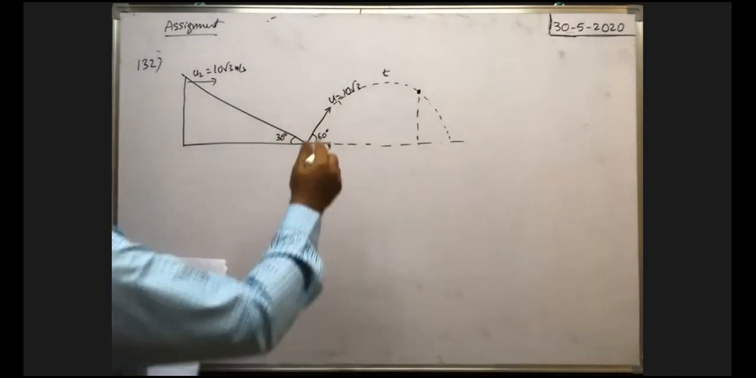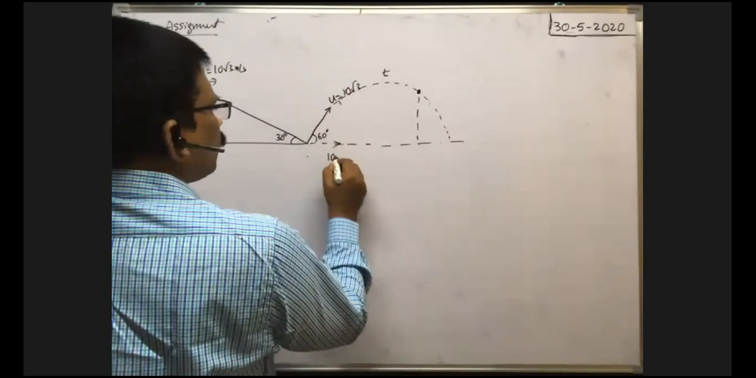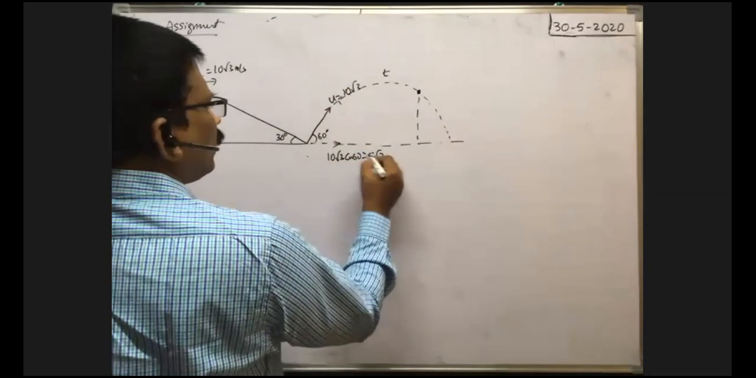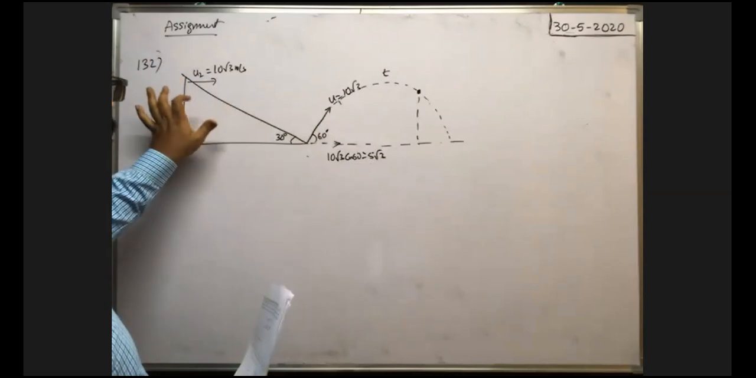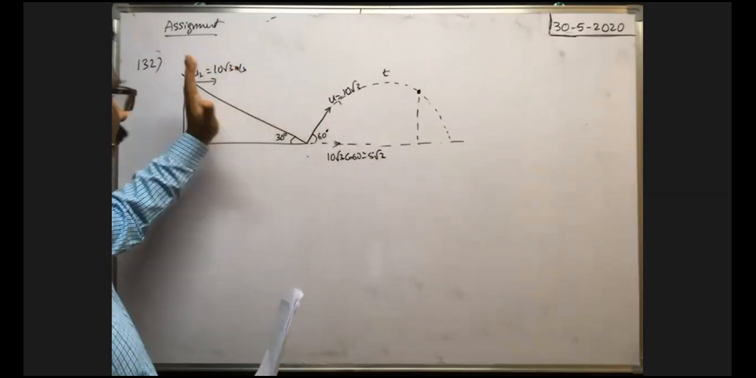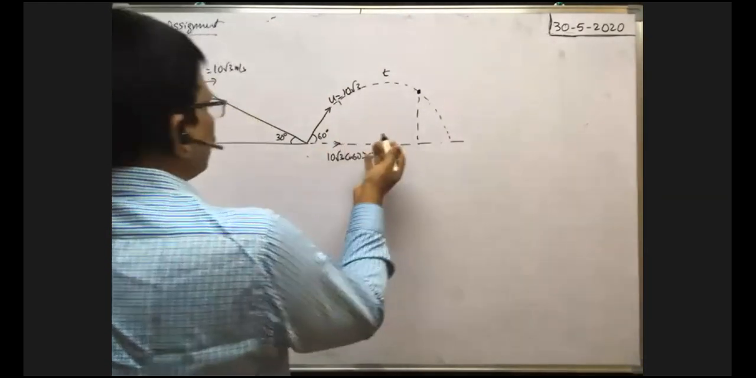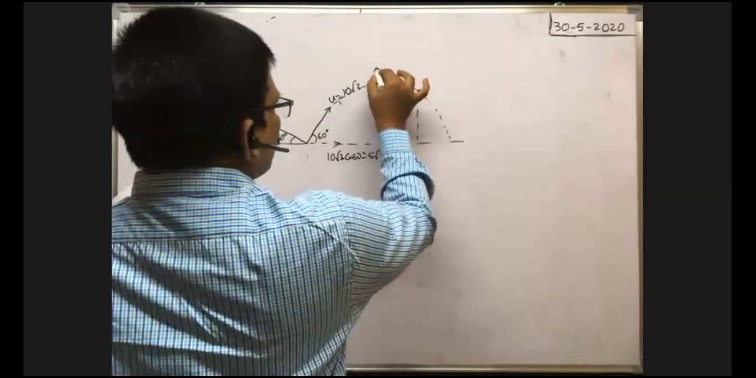Here you see the horizontal component of velocity of this particle is equal to 10 root 3 cos 60. That means it is 5 root 3 only. For the particle, horizontal velocity is 5 root 3 only. But this wedge is having 10 root 3 meter per second. That's why it travels more distance. So as it travels more, definitely it travels double the distance. That's why the wedge comes to this position.